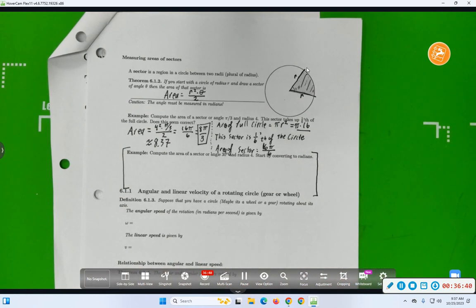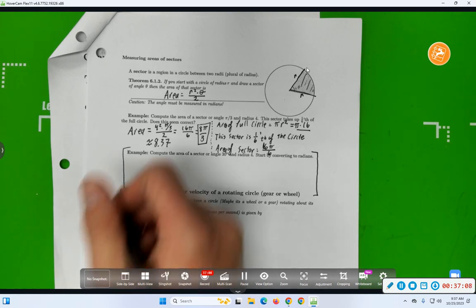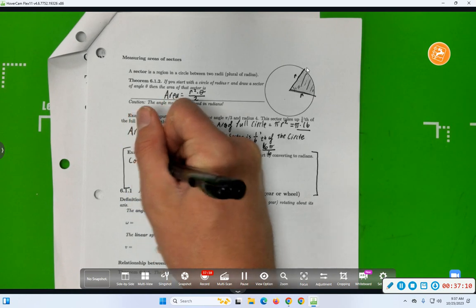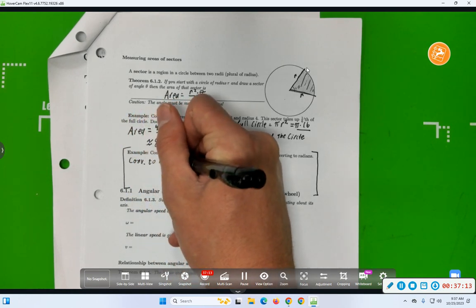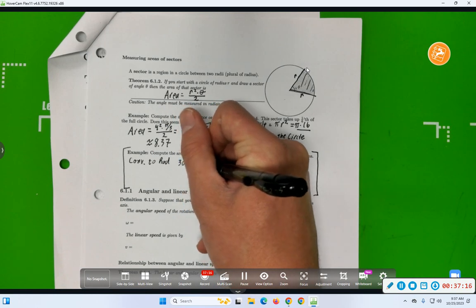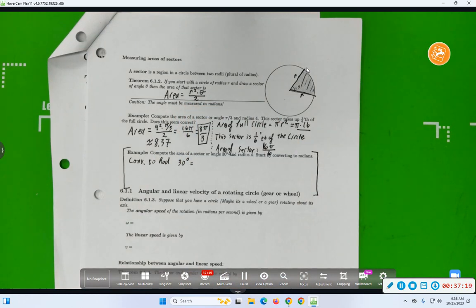Let's suppose that this time I give you an angle of 30 degrees. Same radius, still 4. Let's try to compute the area of this sector. So do I have this already as an angle measured in radians? No, right now it's in degrees, but could we convert that to radians? Let's do that first. So first let's convert to radians. How many radians is 30 degrees?